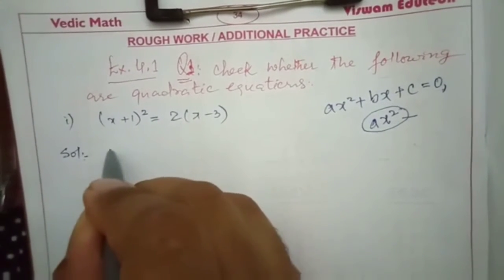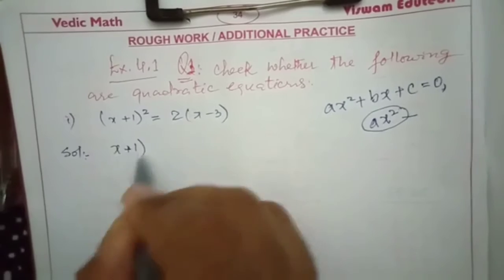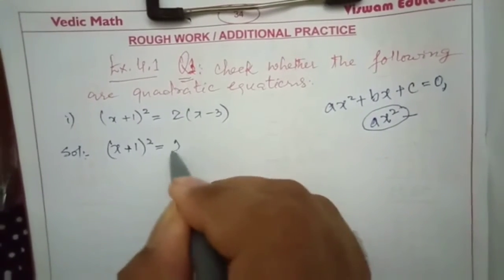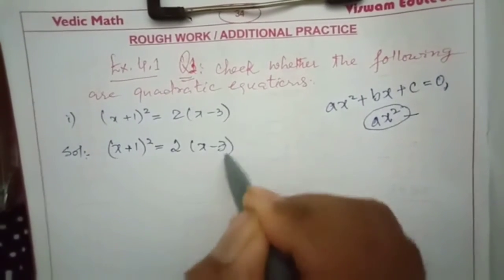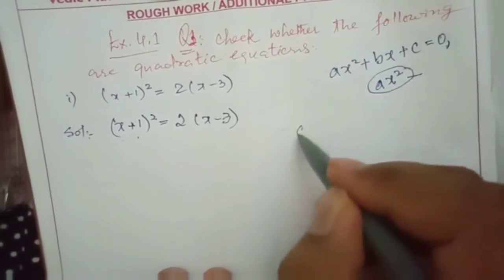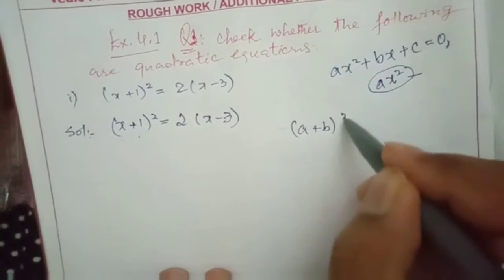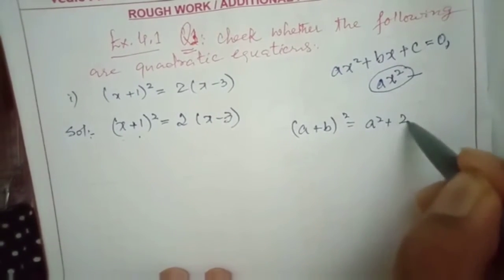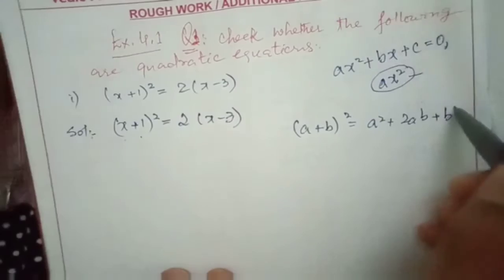I will write once again here: x plus 1 whole square is equal to 2 into x minus 3. Here we will use the formula a plus b whole square. Which formula we will use? a plus b whole square is equal to a square plus 2ab plus b square.